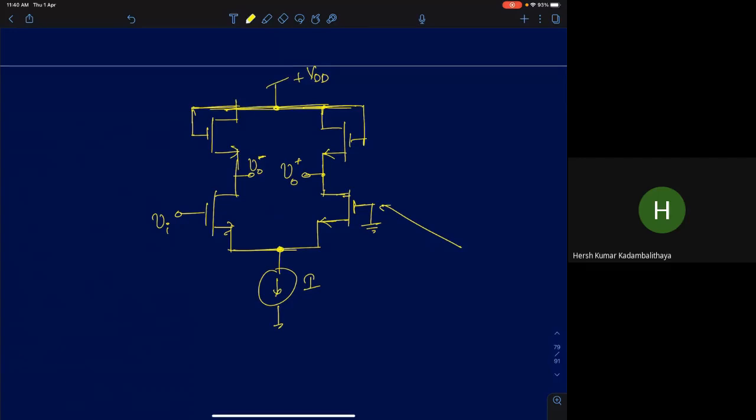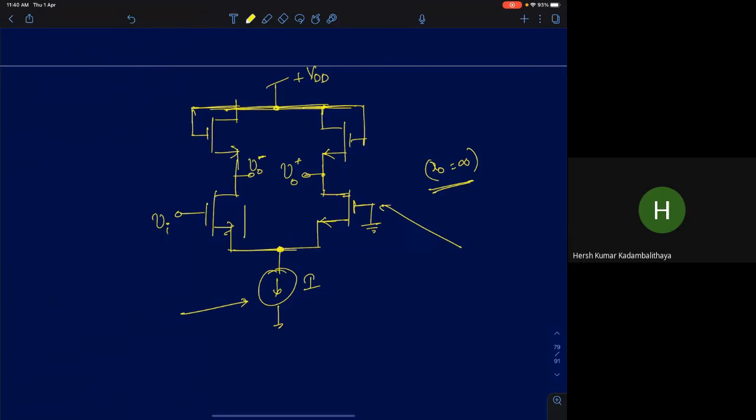So ignore R0, assume R0 is infinity. Quickly analyze and try to find what will be VO plus and VO minus. This current source is ideal. So go step by step. Let's find out what is the source node voltage first. What is the source node voltage? To find that, keep in mind the following.